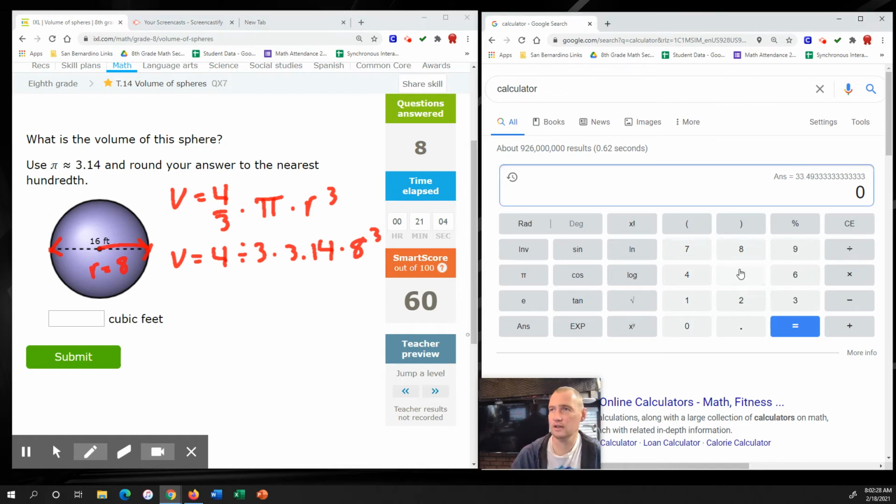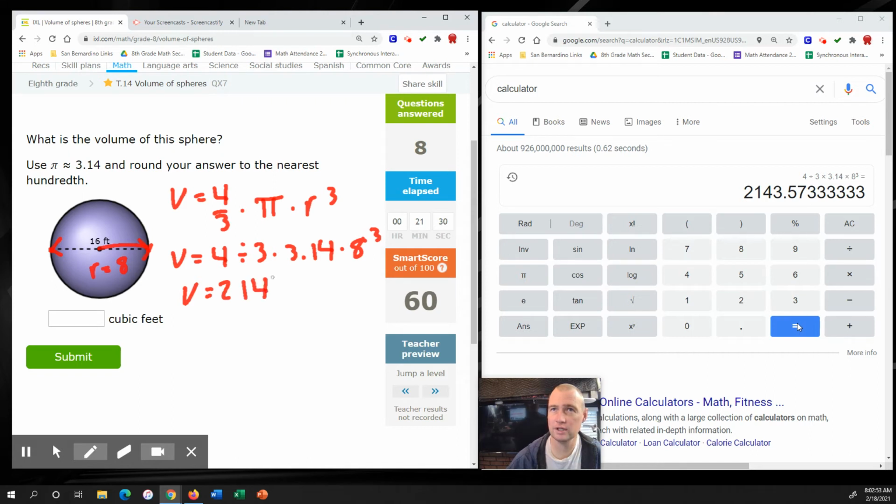All right, calculator, 4 divided by 3 times 3.14 times 8, exponent tool, x to the y, third power. Bam, de bam. We got, what is it? Volume equals 2,143.57.